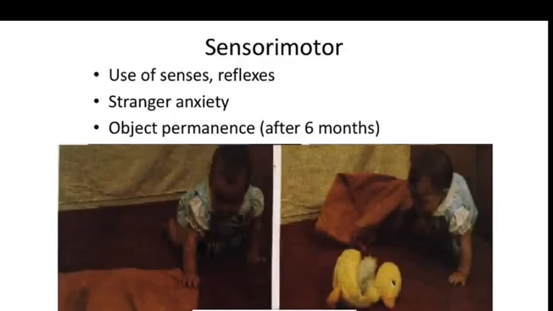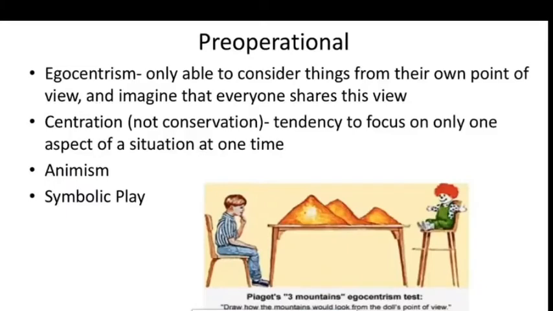She'll start looking for her mom because she already has object permanence. So these three are actually very outstanding characteristics of a child at the sensorimotor stage. Now we go to the next stage, which is the pre-operational stage.